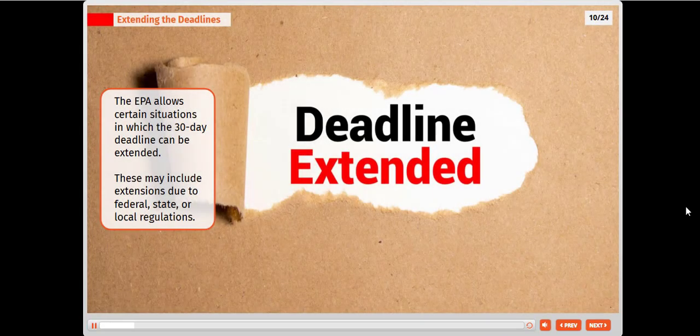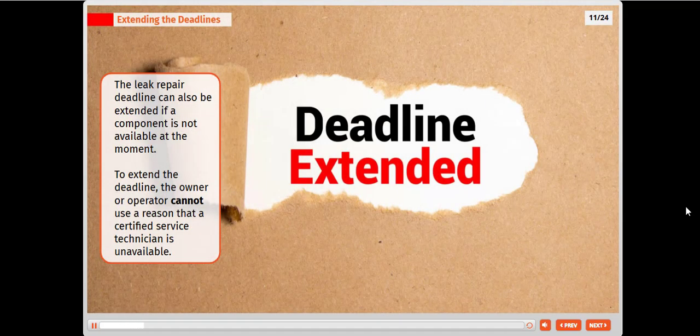The EPA allows certain situations in which the 30-day deadline can be extended. These may include extensions due to federal, state, or local regulations. The leak repair deadline can also be extended if a component is not available at the moment. To extend the deadline, the owner or operator cannot use the reason that a certified service technician is unavailable.